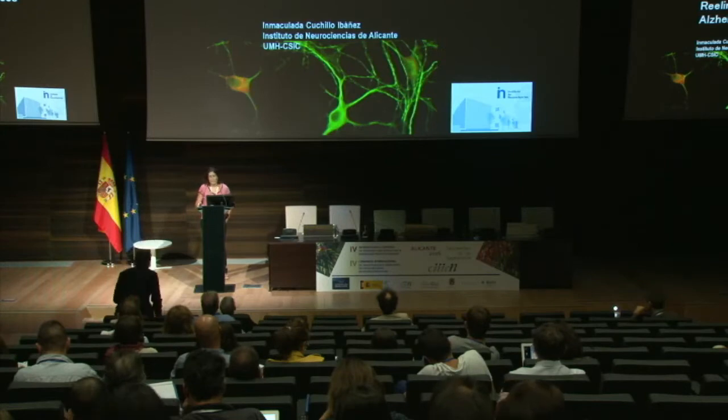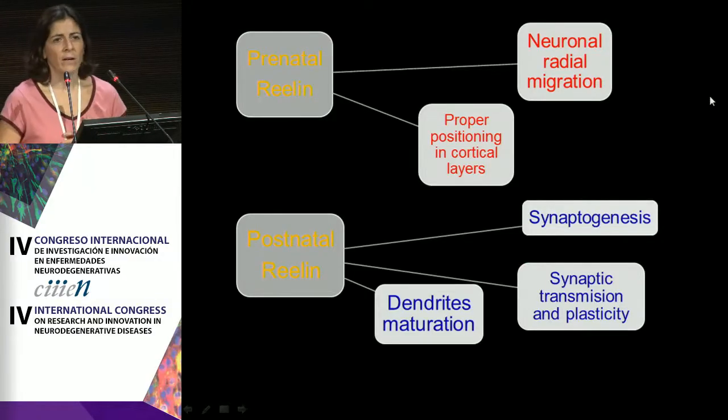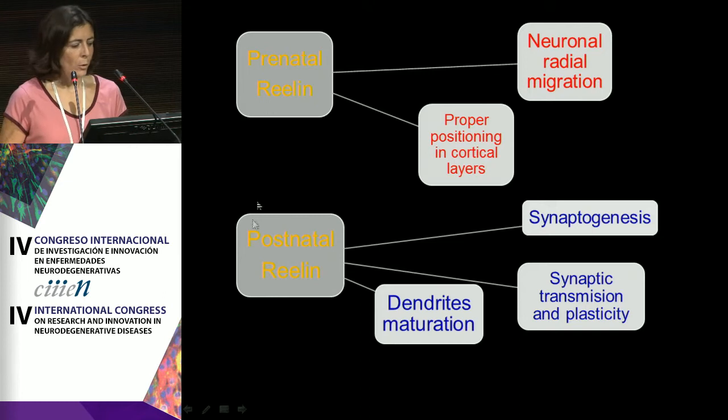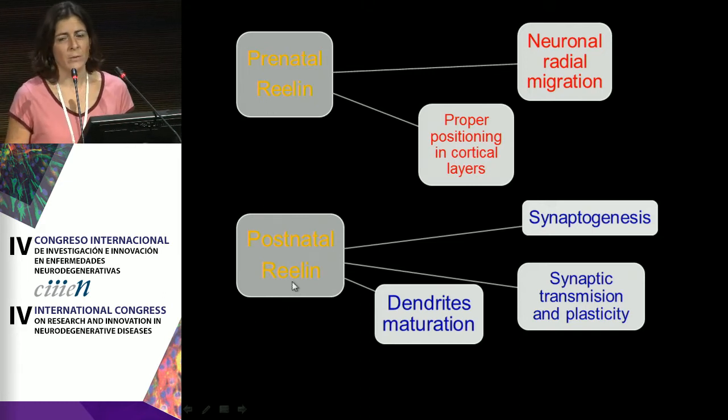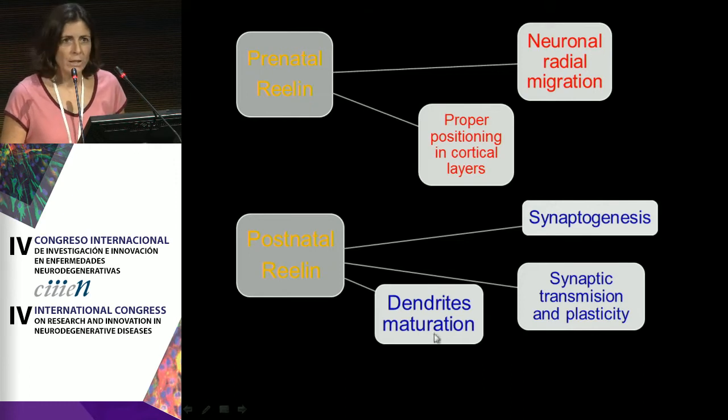This is another talk about Reelin, but in Alzheimer's disease and related to beta-amyloid. Reelin is a very well-known protein that has many different functions along brain development. So it has functions during the prenatal brain and also the postnatal brain and adult brain, which is our focus. Reelin is involved in dendrite maturation, synaptogenesis, synaptic transmission and plasticity, and also in LTP in hippocampus, so that's why it's related to memory and learning.